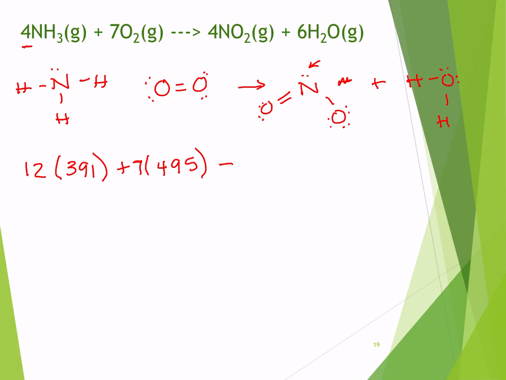Minus bonds formed. So in this nitrogen dioxide, right, we have a double bond and a single bond. And we've talked about before, when we look at resonance structures and things like that, they're not really a double bond and a single bond, but for this calculation, we're going to treat one of them as a double bond and one of them as a single bond. It's going to get us close to the right answer. So we have bonds broken minus bonds formed. So we're going to break 4 nitrogen-oxygen double bonds, because there's a 4 here, and 4 nitrogen-oxygen single bonds.